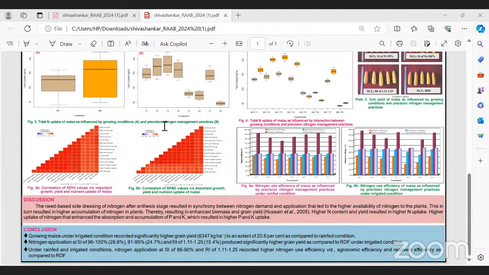Hello, your voice is not audible. Yes, sir. Is it audible now, sir? Yes, sir. 50 to 60 quintal per hectare, sir. It may go up to 80 quintal, sir, under optimal condition. 50 to 60 quintal under irrigated condition, and for rain-fed condition, 40 to 50 quintals per hectare. Okay.